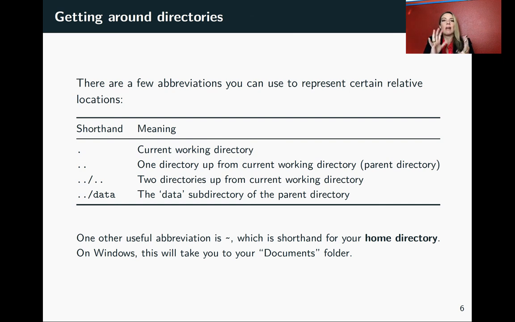In terms of getting around directories and structuring these file paths, there are a few abbreviations you'll sometimes see. One of them is a single dot that stands for the current working directory. Two dots will get you up one directory. And then you can use a forward slash and move up even further from that. You can even use that trick to go up and over. So this would take you up one directory from where you're currently working and then over.